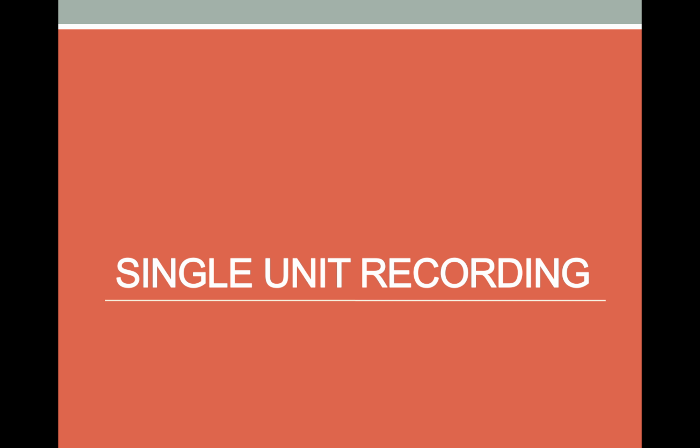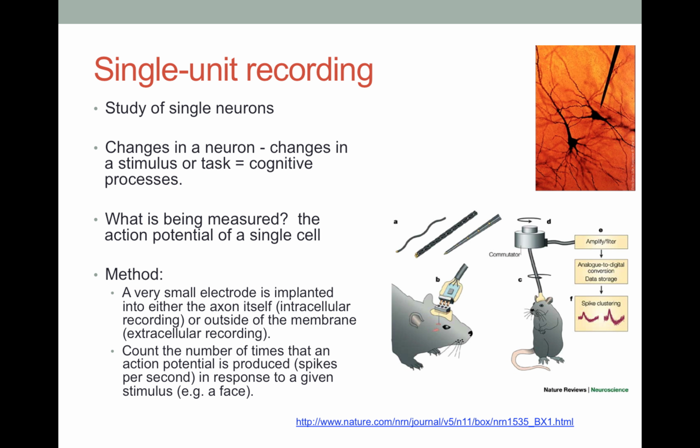So let's move on to single unit recording. Single unit recording permits the study of a single neuron. By measuring changes in the responsiveness of a neuron to changes in a stimulus or changes in a task, it is possible to make inferences about the building blocks of cognitive processes. What is being measured in single unit recordings is the action potential of a single cell.